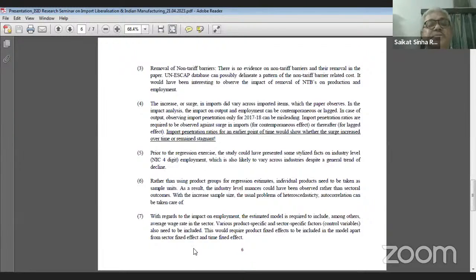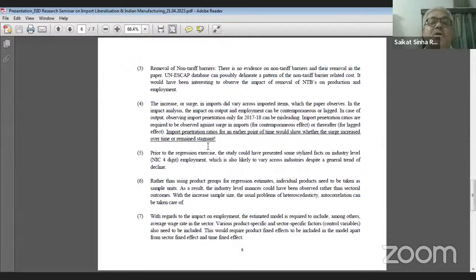Import penetration ratios are required to be observed against surge in imports for contemporaneous effects or thereafter for lagged effect. Import penetration ratio for an earlier point of time or a couple of points of time would show whether the surge increased over time or remained stagnant after the initial surge, or has declined.